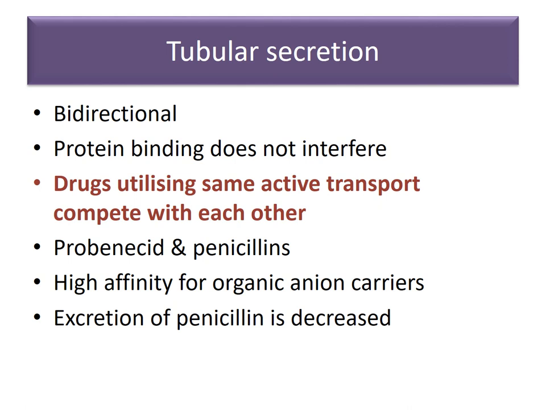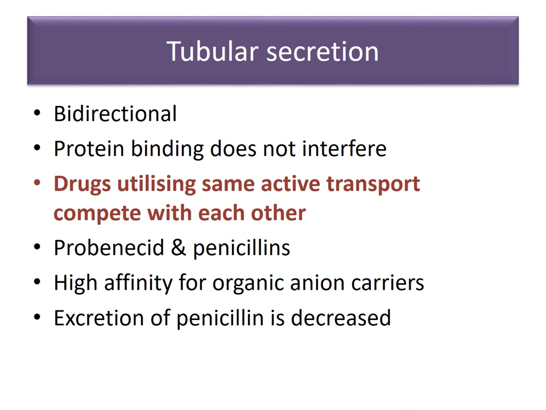I've already told that for acid substances there are acid transporters. If there are two drugs, both acid drugs, and they have only one transporter, they will compete with each other, and the one with more affinity will be transported very fast. Here, the probenecid and the penicillins. When probenecid and penicillin are given simultaneously, the transporter is the same for both.